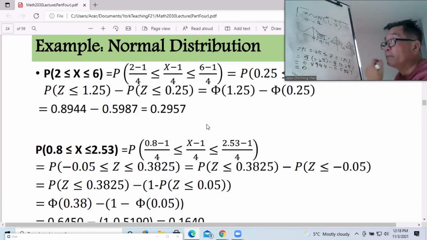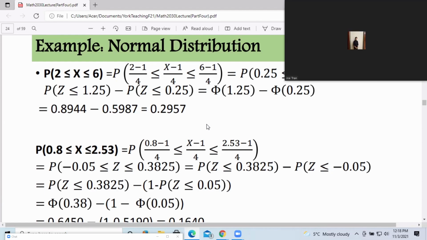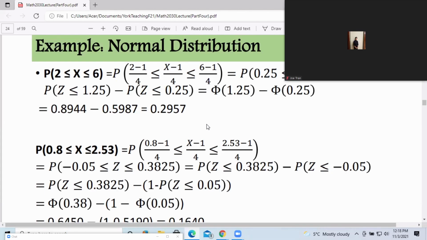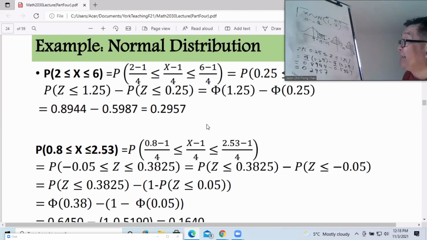I need someone to give me the final answer. 0.2957. Everyone okay? I'm too fast. Okay. Let me know which part you need explanations for.